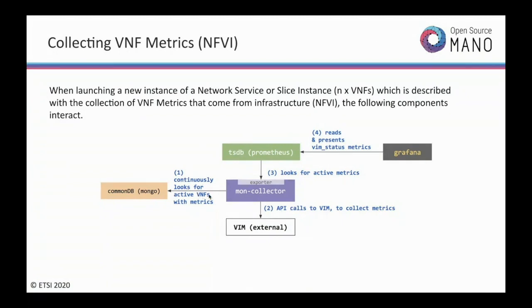So then if it finds a descriptor that needs metrics, it goes to the VIM, collects these metrics, and stores them in Prometheus. How? Well, it exposes them in a component called exporter, which is basically a Prometheus way of storing metrics in a temporary way so that Prometheus itself can go and collect them. The way Prometheus works is by going to these targets and collecting the metrics that are in there before they are replaced, because they are updated all the time.